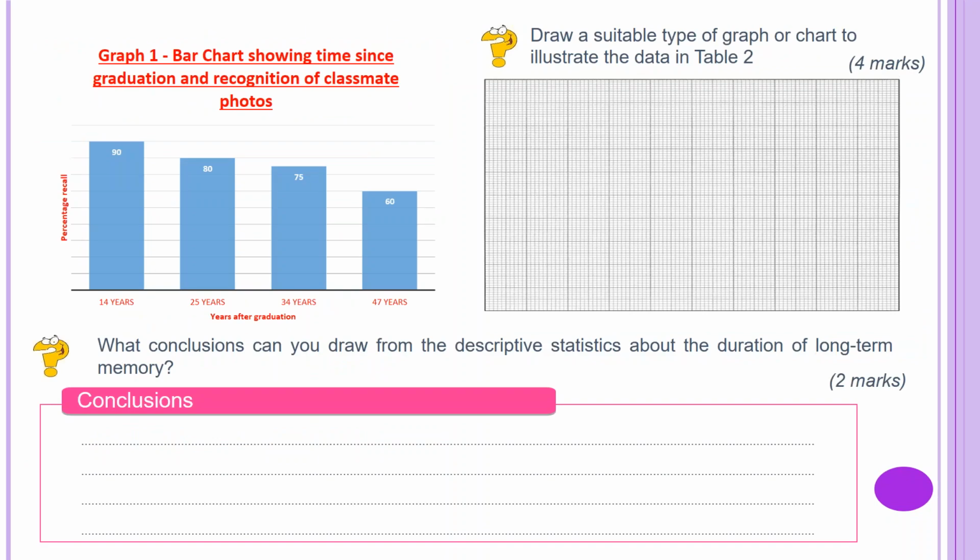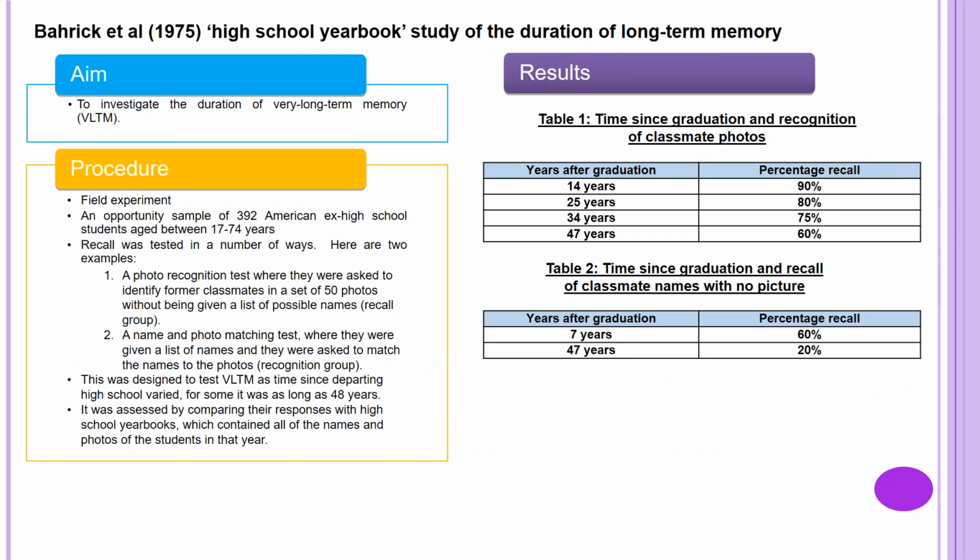Okay, here you've got something slightly different. You need to be able to draw a suitable type of graph or chart to illustrate the data in Table 2. Draw a suitable type of graph or chart to illustrate the data in Table 2. So if you're using one of our workbooks, obviously you've got the graph paper. If not, draw on a piece of paper that you've been provided with. So if we go back, there's Table 2 there.